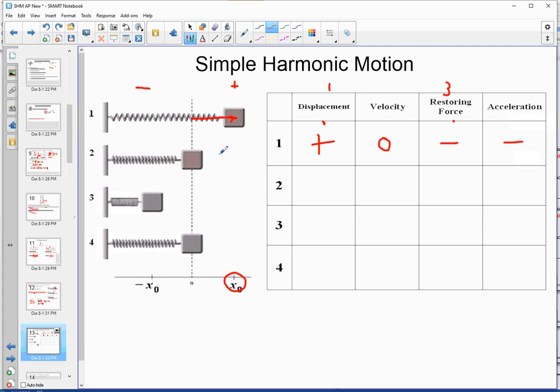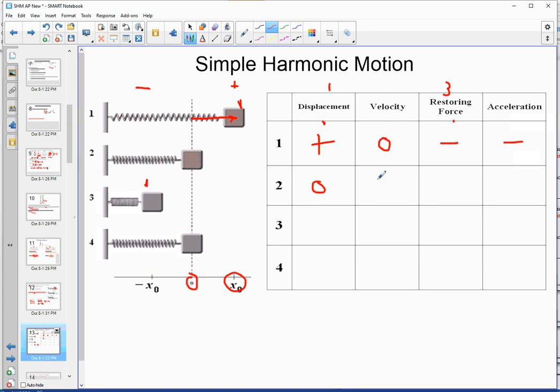All right, so then the mass continues to the left, and then it crosses through the equilibrium position. Now, it's going quite fast when it gets to the equilibrium position. It's not stopped. It's only stopped when it's out here at the extremes, both to the right and the left. So which way is it displaced? Well, it's not displaced at all when it's at the equilibrium position.